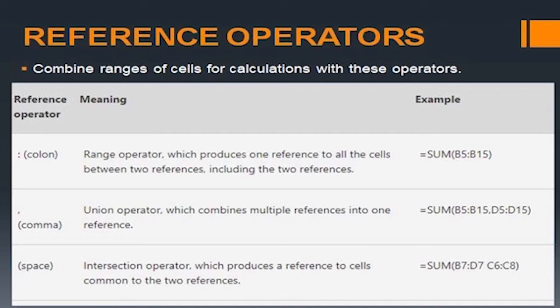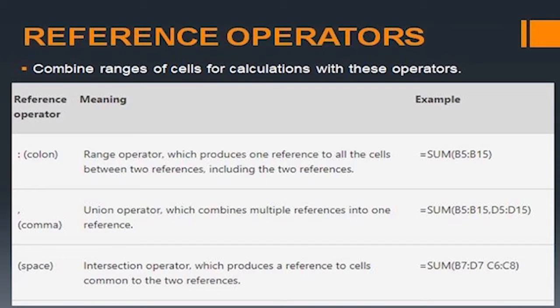Next one is comma. It is a union operator that combines multiple references into one reference. For example, =SUM(B5:B15,D5:D15). When there are one or more references, the comma will combine them. In that case, we are using comma.